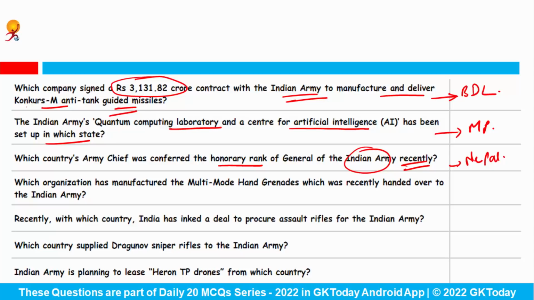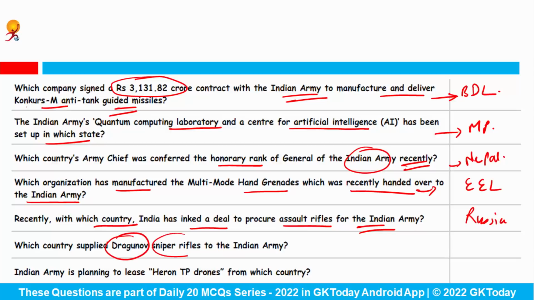And which organization has manufactured the multi-mode hand grenades which was recently handed over to the Indian Army? Answer is Economic Explosives Limited. Then recently, with which country India has inked a deal to procure assault rifles for the Indian Army? Very easy question. This country is Russia. Then which country supplied Dragunov sniper rifles to the Indian Army? This we have bought from Russia again.